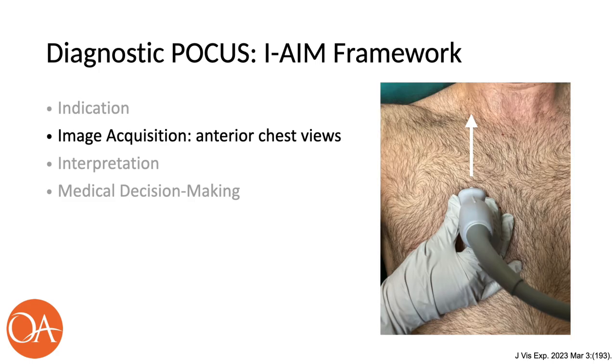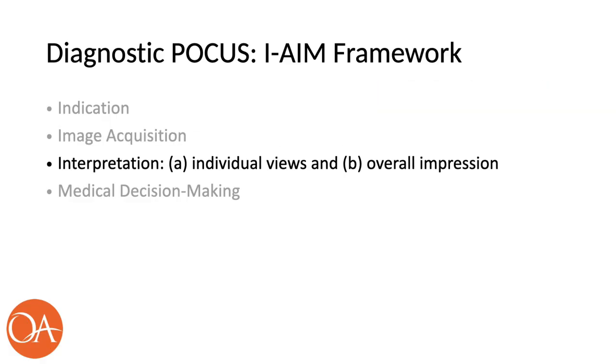Image acquisition: due to the presence of surgical drapes covering most of the patient's body, lung ultrasound was focused on anterior lung zones. Specifically, a sector array ultrasound transducer was placed near the mid-clavicular line, approximately between the second and fourth intercostal spaces, with the probe positioned in the body's parasagittal plane and the probe indicator pointing toward the patient's head. Interpretation: the views were first interpreted individually and then summated into an overall impression. Let's begin with the individual views.